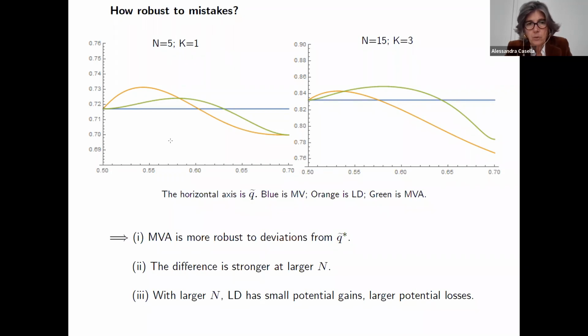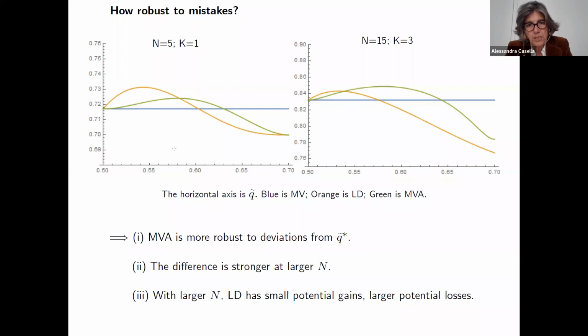The first panel looks at the small group with n equal 5 and a single expert, and the second panel looks at n equal 15 and 3 experts. Blue is majority voting. The vertical axis is the probability of making the correct decision, the ex ante probability of making the correct decision. Blue is majority voting, orange is liquid democracy, and green is abstention. And you see the equilibrium here with delegation. You see the equilibrium with abstention.